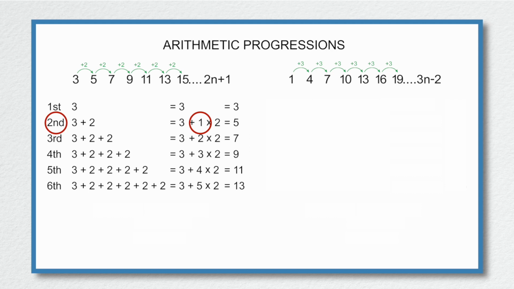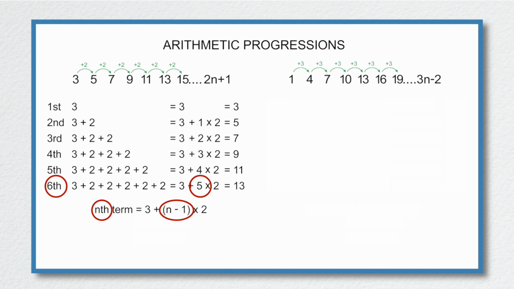For the second term, we added 1 lot of 2. For the third term, we added 2 lots of 2. For the fourth term, we added 3 lots of 2. For the fifth term, we added 4 lots of 2. For the sixth term, we added 5 lots of 2. So if we were writing down the nth term, this will be 3 add n minus 1 lot of 2.